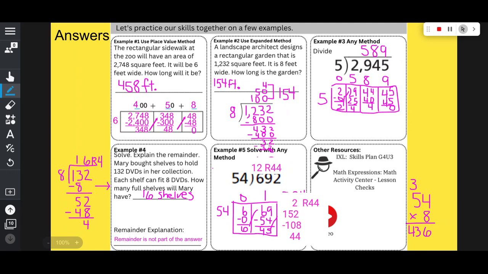Now, a lot of times people will be like, can I have a remainder that big? As long as your remainder is smaller than your divisor, you're good to go. So we could have a remainder all the way up to 53 in this problem. If we get a remainder of 54 or higher, we then didn't divide by a big enough number.